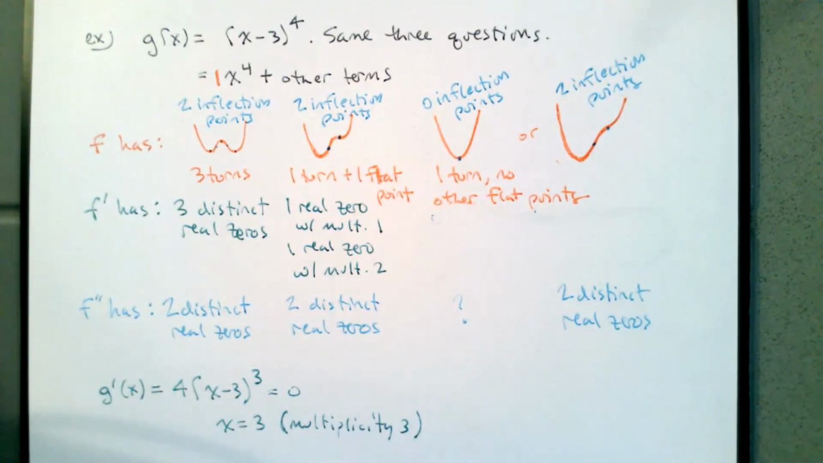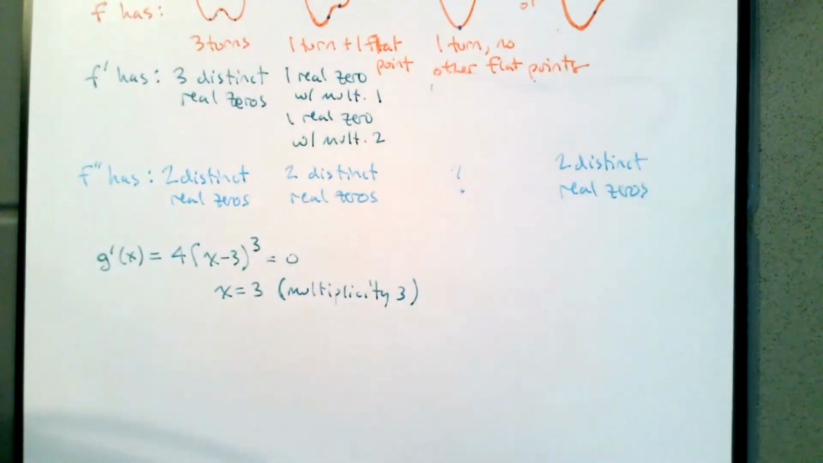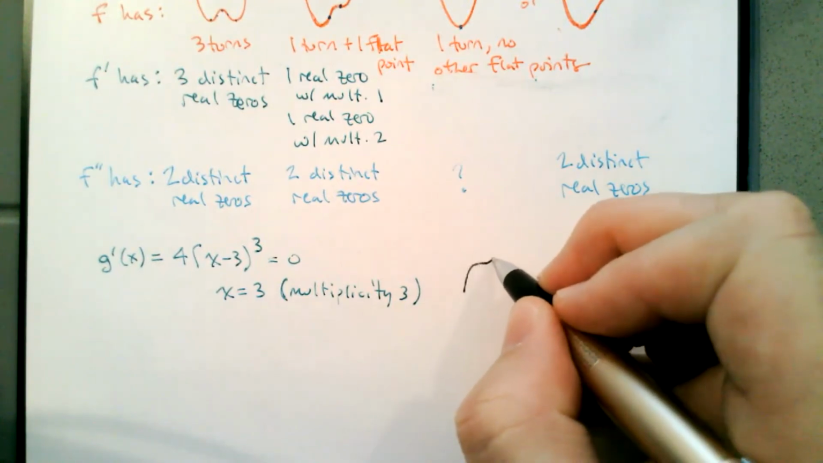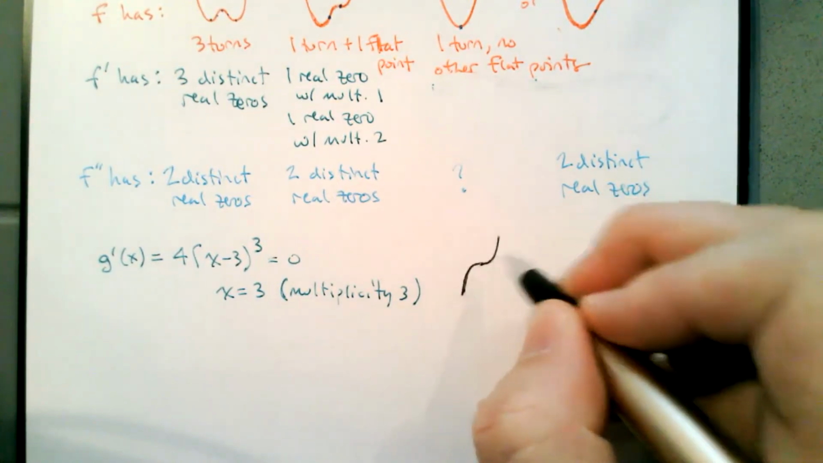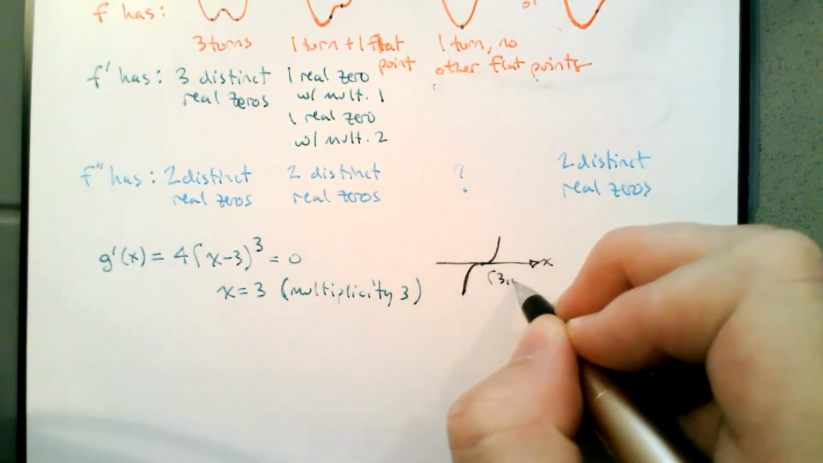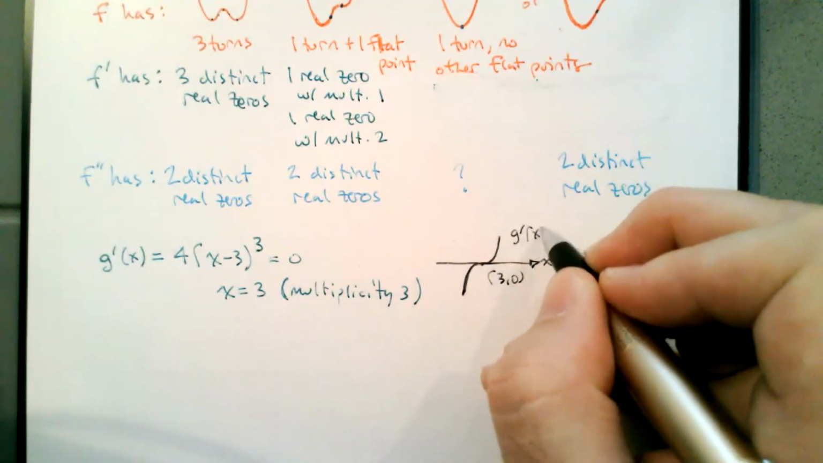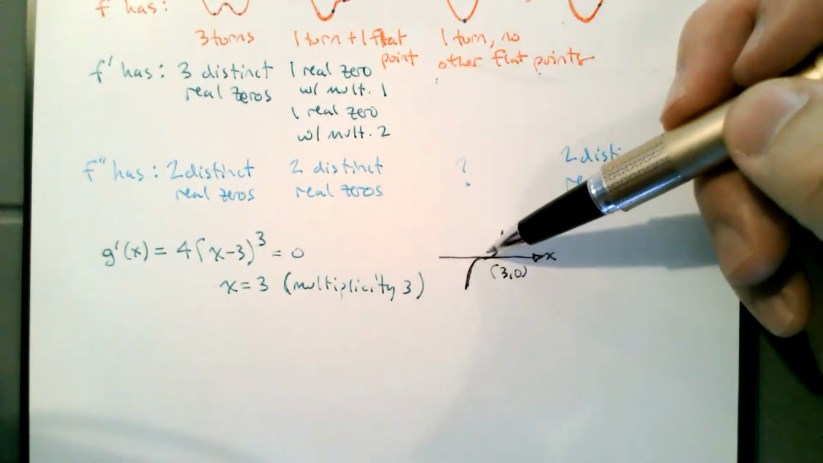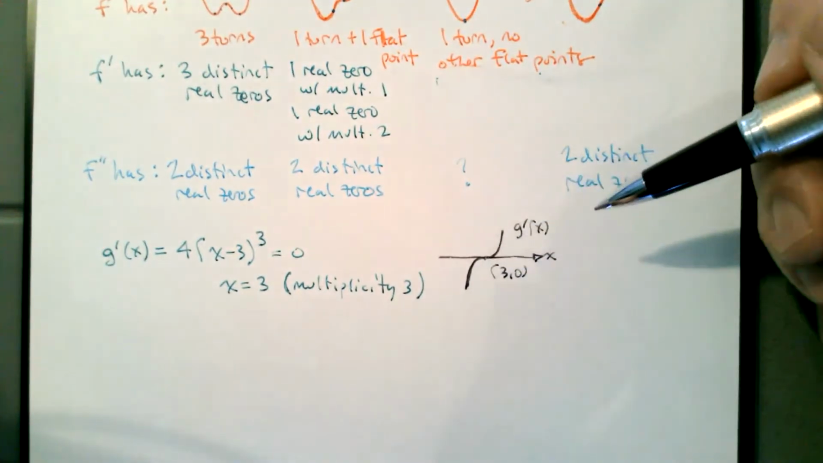So we've got 1 zero. G prime has 1 zero, but it has multiplicity of 3. If we look at the graph of 4 times x minus 3 to the third, this is the kind of cubic graph that goes flat and then keeps going up. So g prime is negative before 3 and positive after 3.